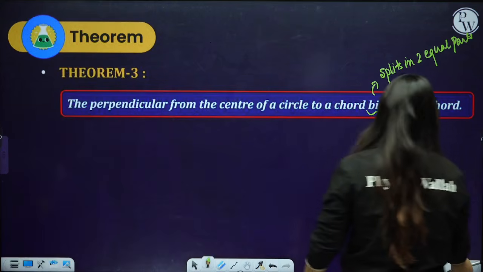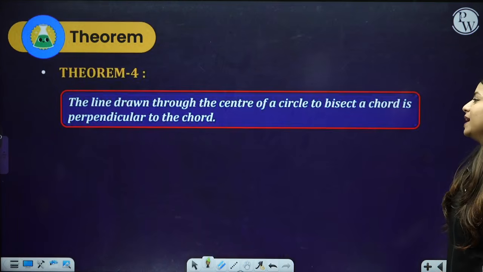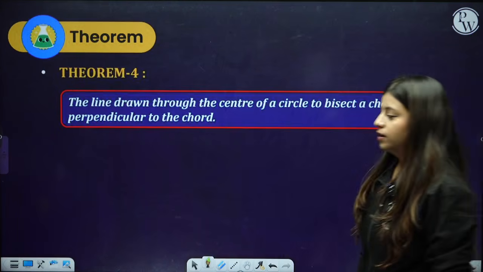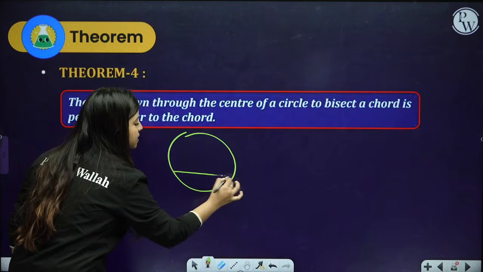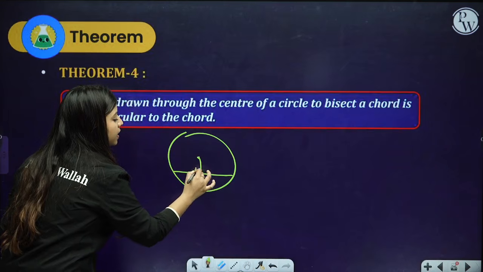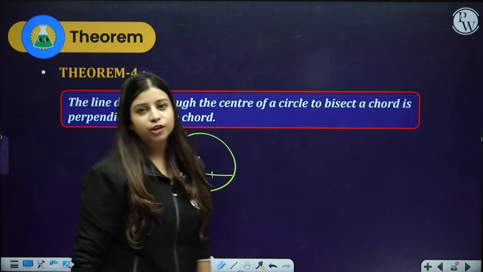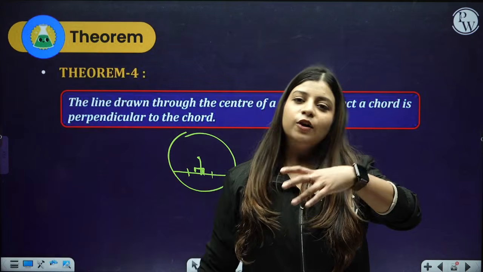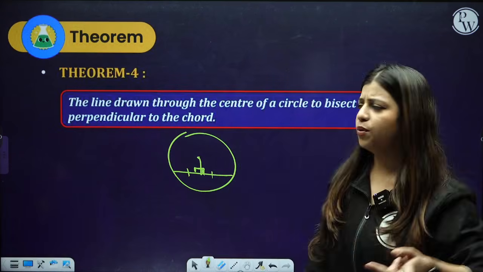Now let's move forward to the next theorem. The line drawn through the center of a circle to bisect the chord is perpendicular to the chord. Again, the converse of it. If you have a circle and in this circle there is a line which is bisecting the chord, then it will be perpendicular to it. If it is perpendicular, then it bisects. If it is bisecting, then it is perpendicular. Converse, it goes both ways, right?